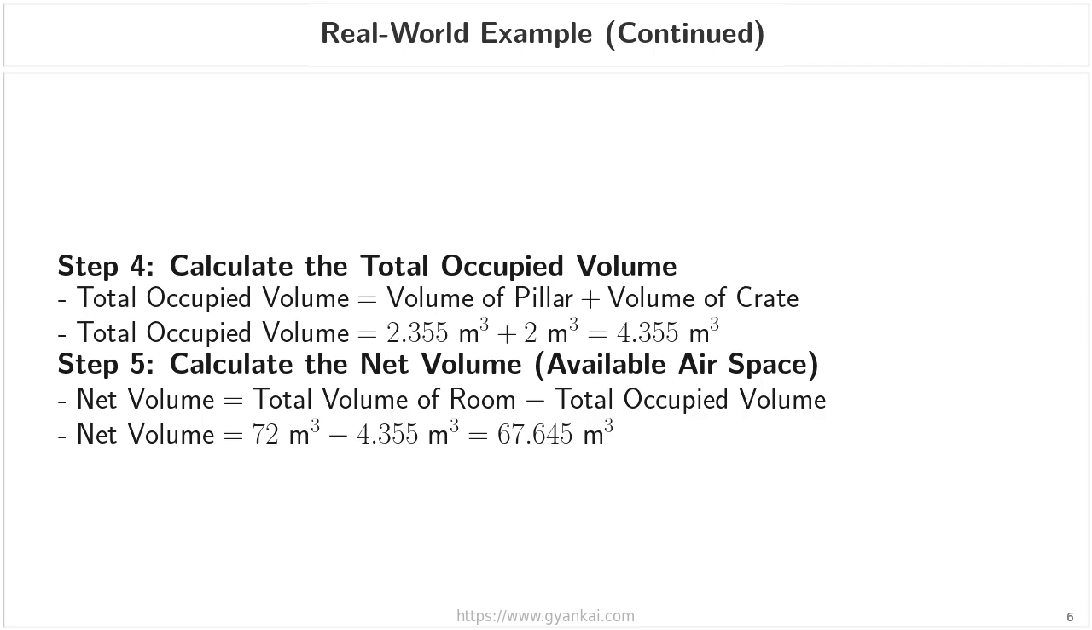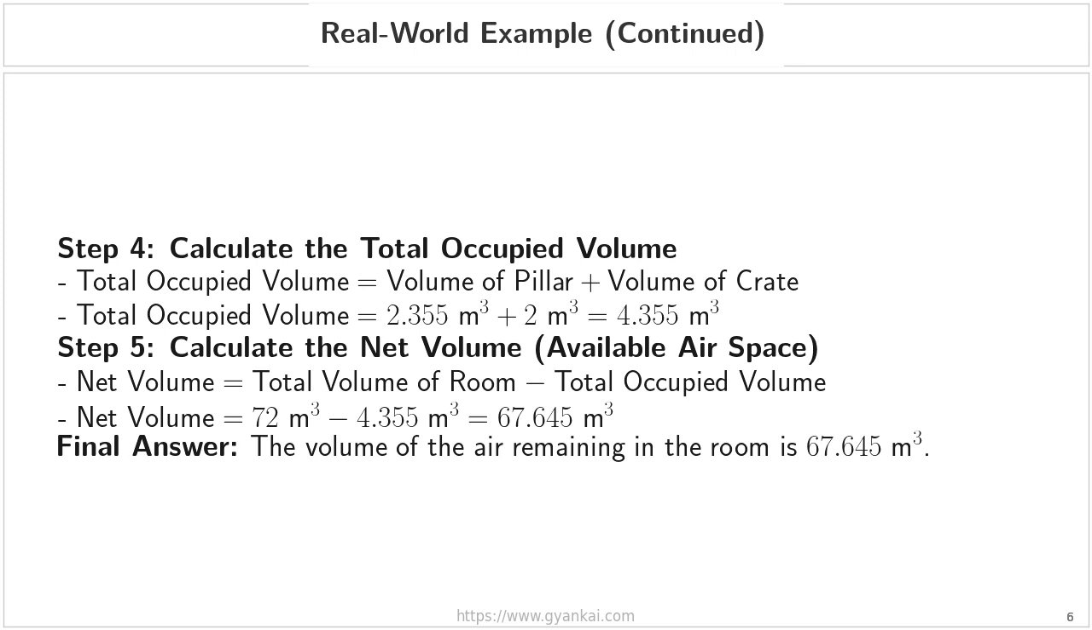Moving on to step 5, we can finally find our net volume, which represents the available airspace we've been looking for. As we discussed in our fundamental formula earlier in the lesson, we take the total volume of the room and subtract the total occupied volume. So, we take 72 cubic meters and subtract 4.355 cubic meters. This leaves us with a final result of 67.645 cubic meters.